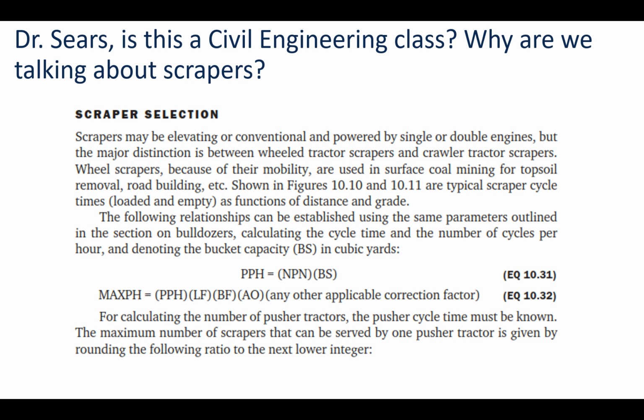And I say this is a civil engineering class. Why are we talking about scrapers? But occasionally, they are used in mining and any situation where you need to remove topsoil. So equations 31 and 32 here are very similar to the bulldozer calculation. It's basically the same thing. It's based on the number of cycles, how far you're hauling it, right? So how far you're going, the number of cycles per hour, and then how much you need to transport in cubic yards. How much production do you need?